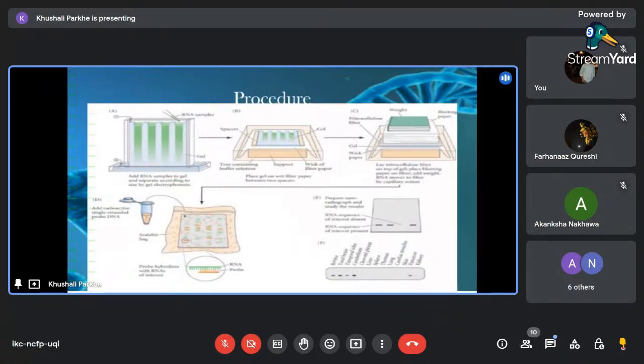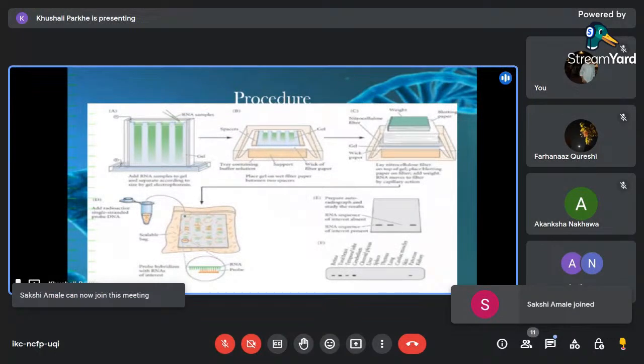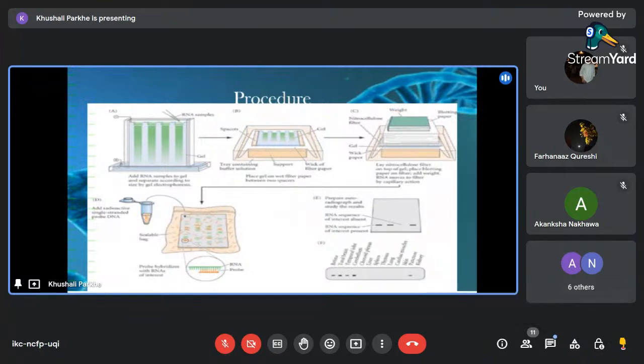Here is the whole procedure. First, RNA is extracted from a tissue sample and run in gel electrophoresis, where it is separated according to size. Then a nitrocellulose membrane is placed on top of the gel. On that membrane, blotting paper and weight are placed. Through this process, the RNA moves towards the membrane filter by capillary action. Here, the transfer buffer used for the blotting usually contains formamide.